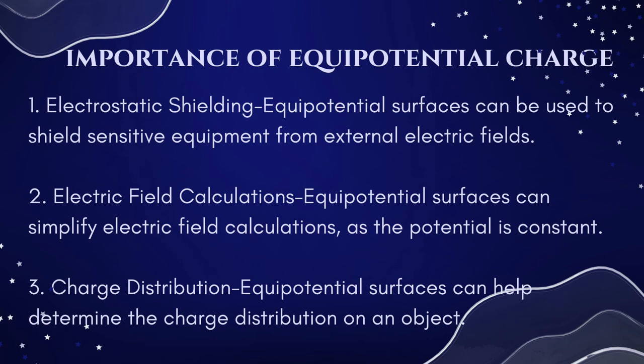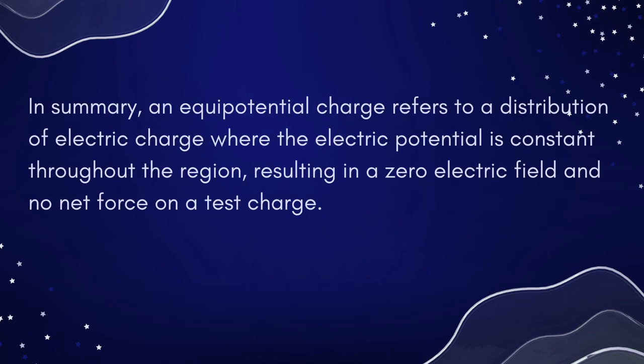The third one is the charge distribution. An equipotential surface can help determine the charge distribution on an object. Equipotential surfaces are regions where the electric potential is the same everywhere. In summary, an equipotential charge refers to the distribution of electric charge where the electric potential is constant throughout the region, resulting in a zero electric field and no net force on a test charge.